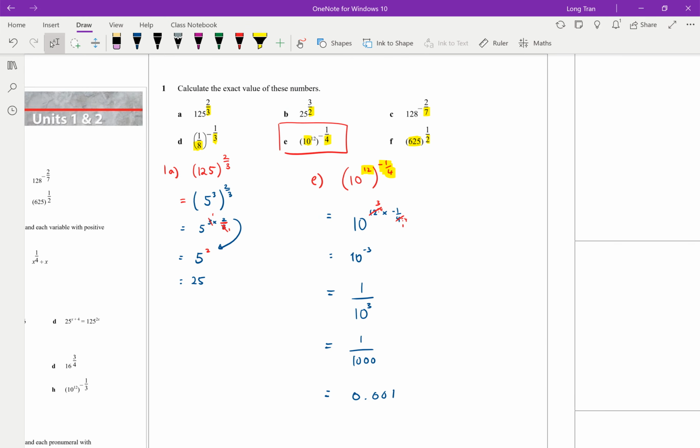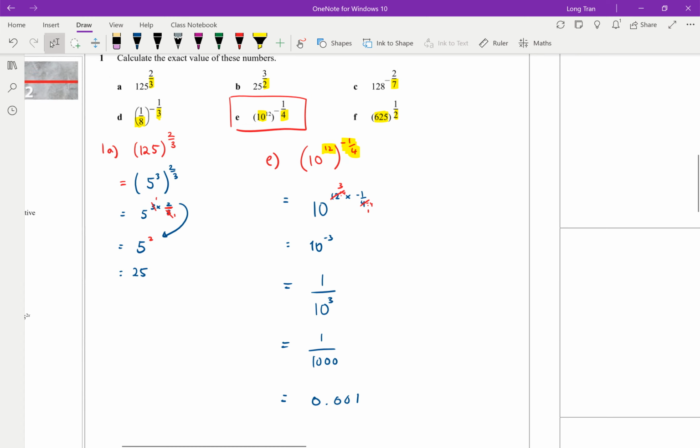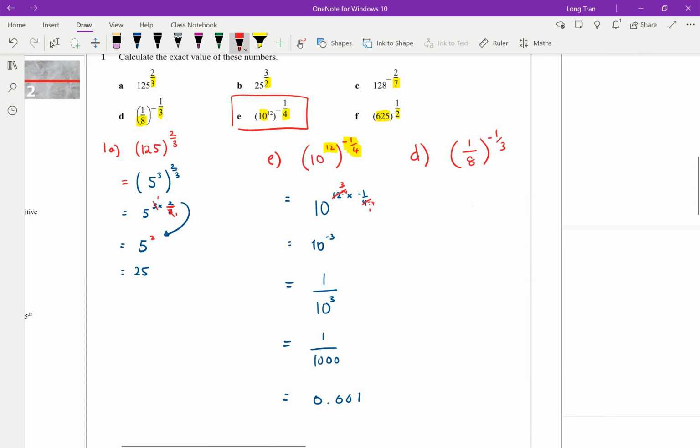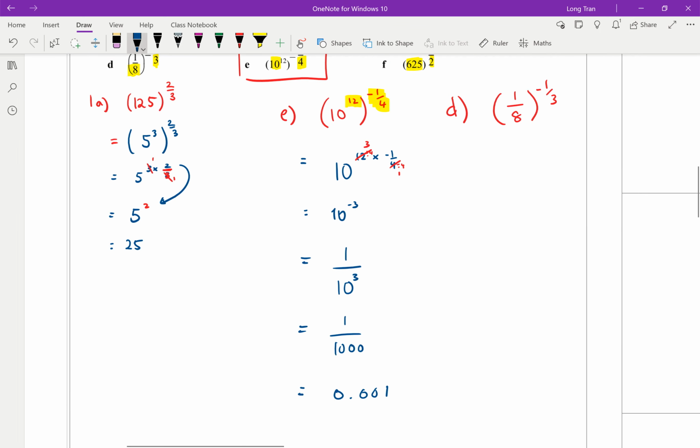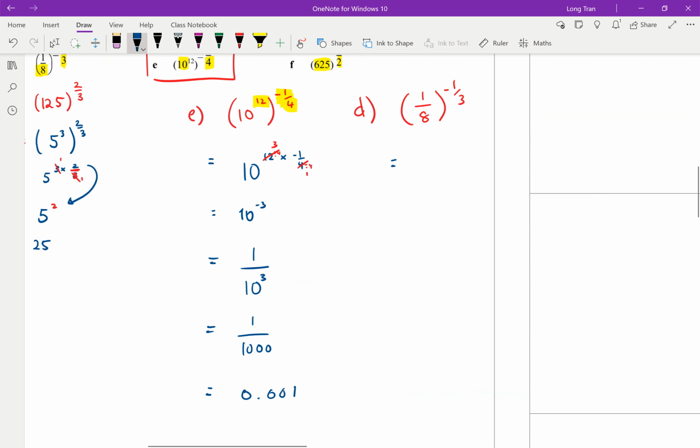D would be exactly the same. But let's try D, just because I know D has a fraction and students don't like fractions. Let's try D. D is 1 over 8, all to the power of negative a third. So, what do we do now? So E was easier, because when you don't know what you can do, you can expand the brackets by using the rule, multiply the powers, great. But what about D? D doesn't seem to have a power that I can multiply to. So how am I going to start off with this problem here? Any clues? What are we going to do?